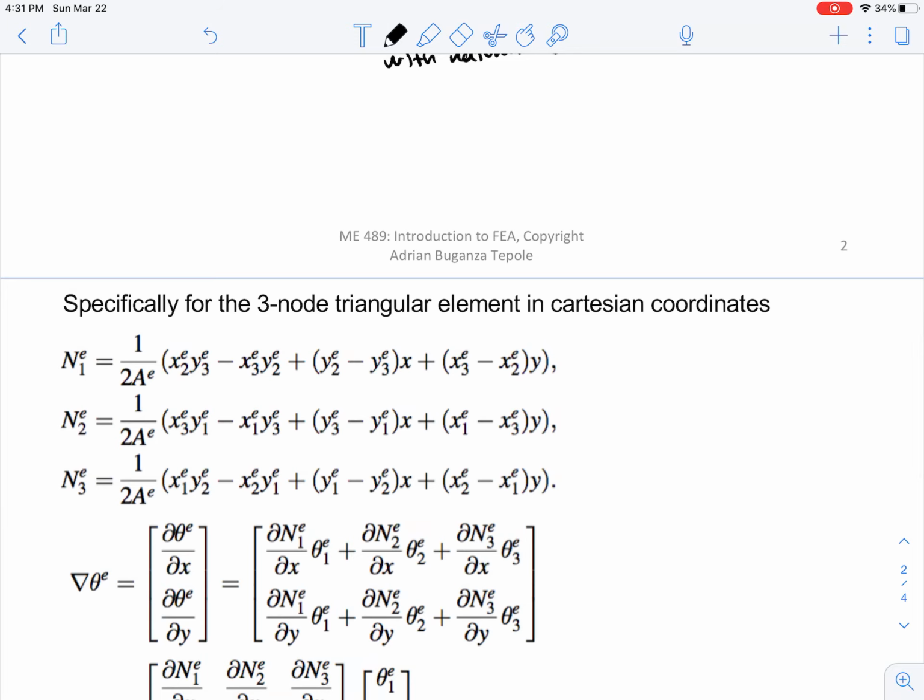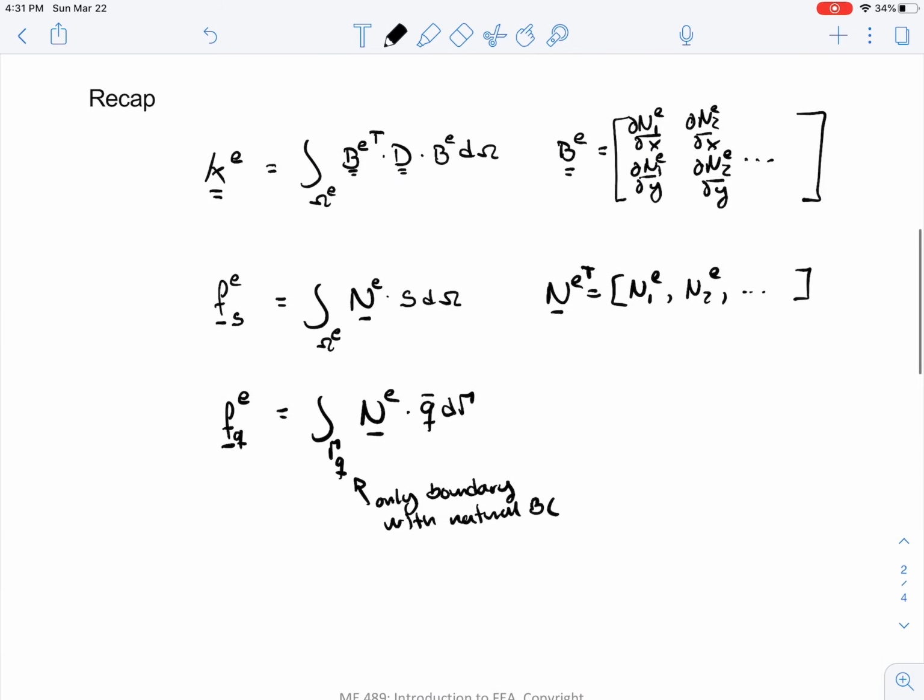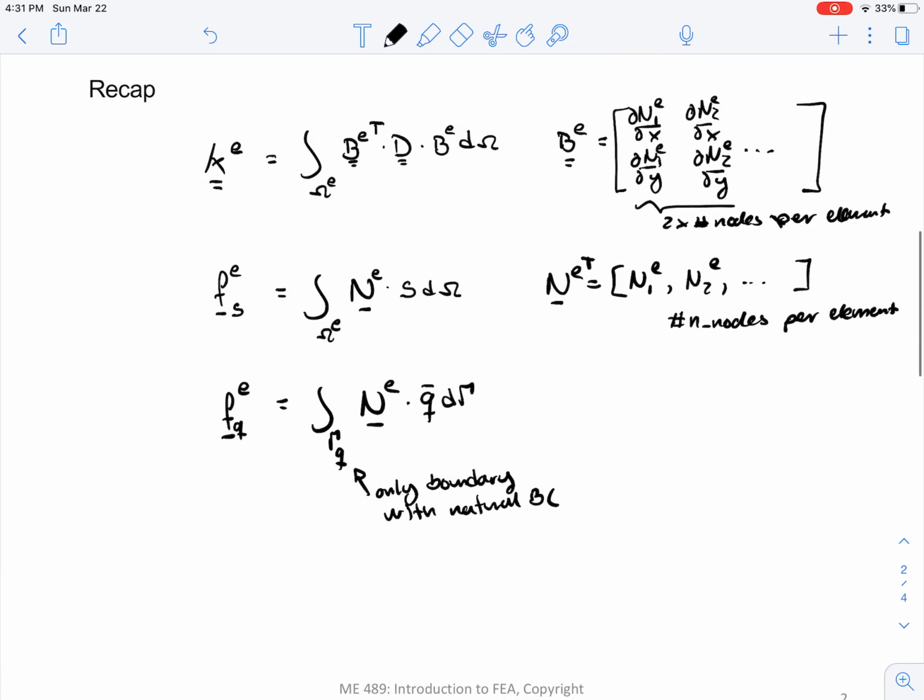I should say, let me backtrack a little bit for a sec. So what does this look like? As you can see, this definition is independent of the element that you choose. But for example, if you choose the linear triangular elements, then this B matrix, which is 2 times the number of nodes per element, then becomes 2 by 3. This is a vector of the size number of nodes per element. So in the case of the linear triangular element, this has 3 entries.